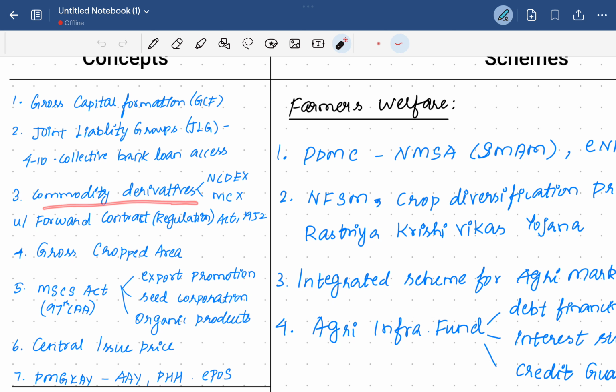This is known as the commodity derivative, that is the derivative which gets its value from the commodities. It's dealt under the National Commodity and Derivatives Exchange or the Multi Commodity Exchange. These are some of the exchange organizations doing commodity derivatives. It is under the Forward Contracts Regulation Act of 1952.